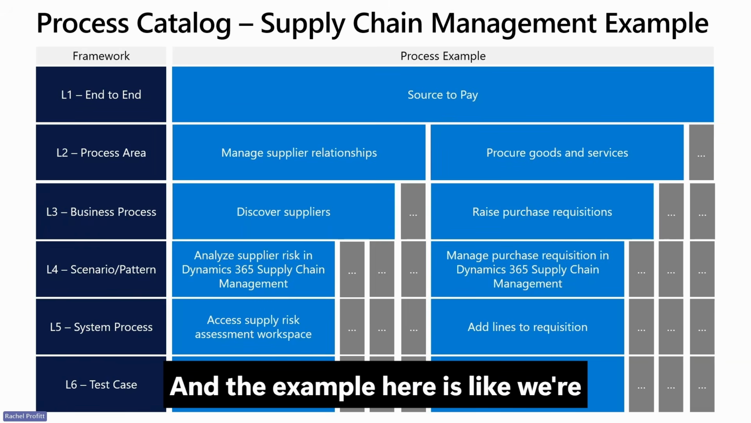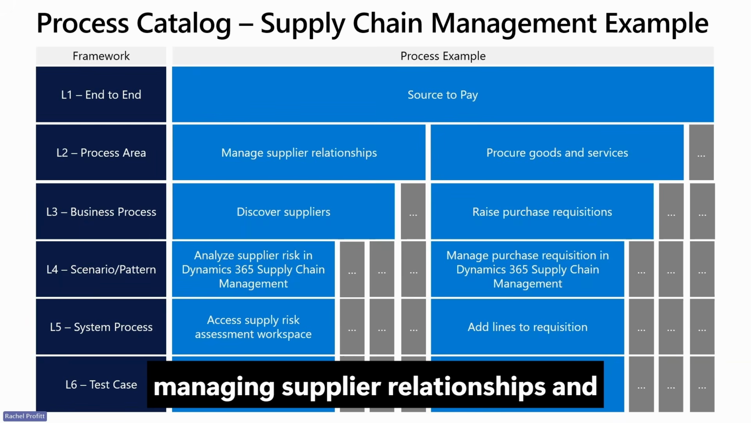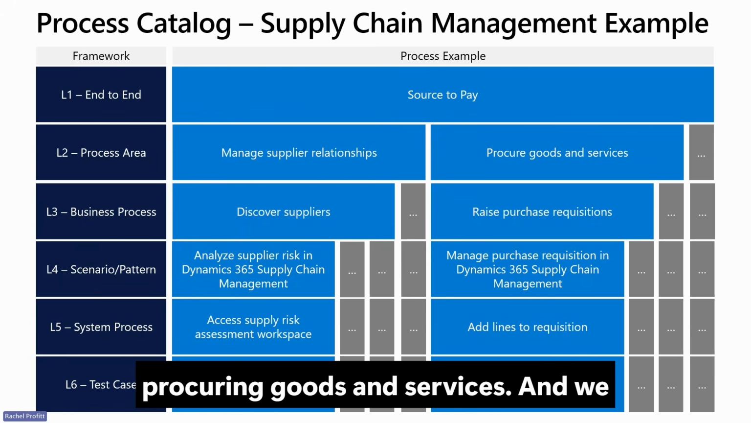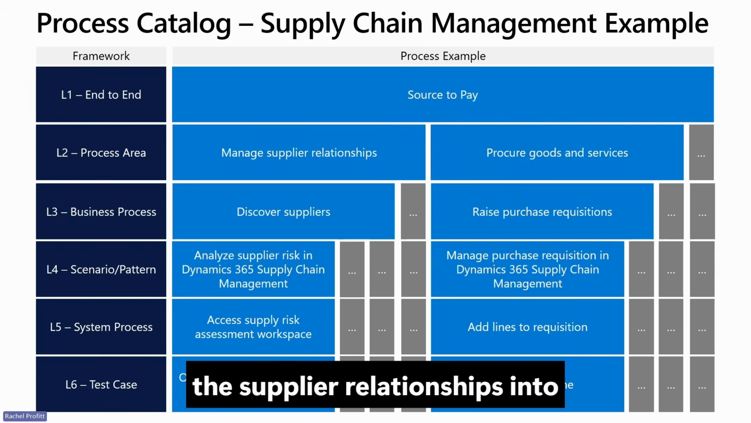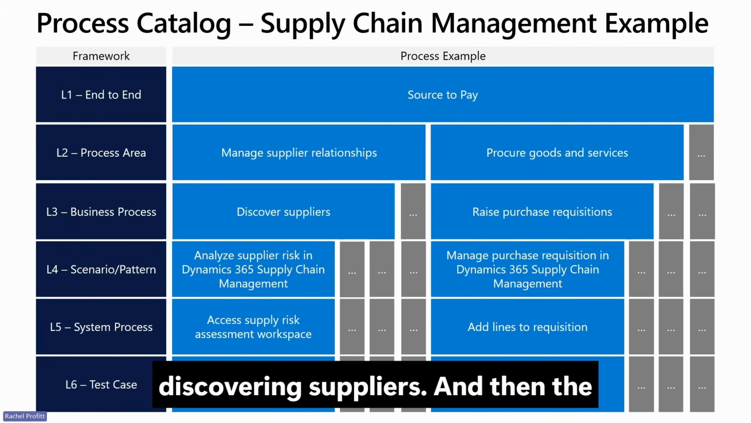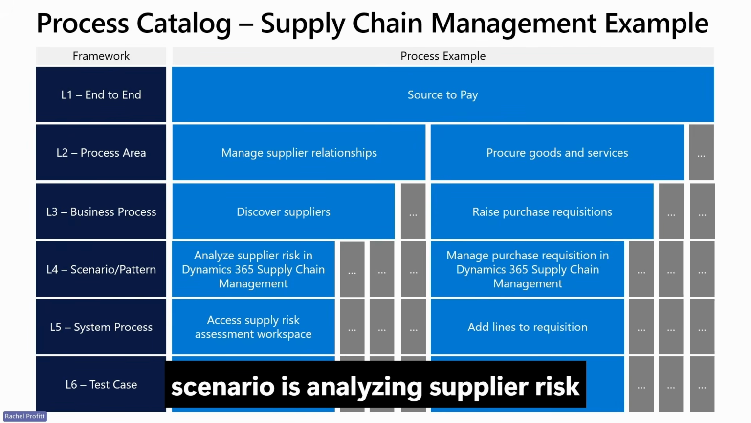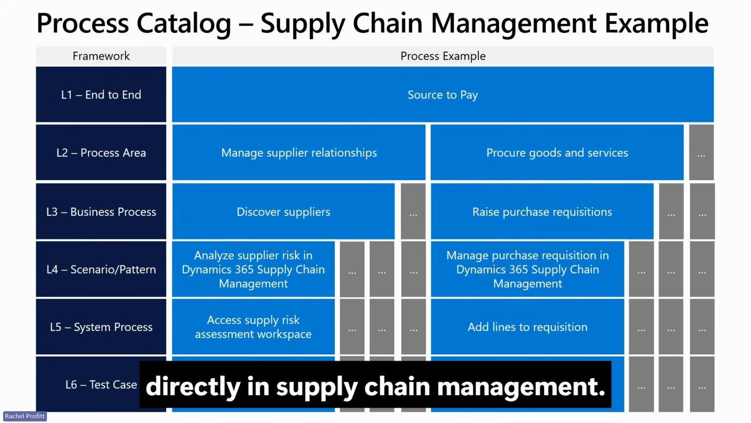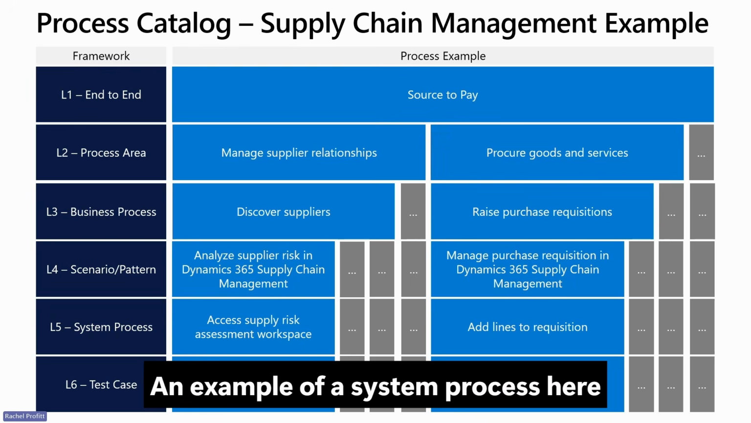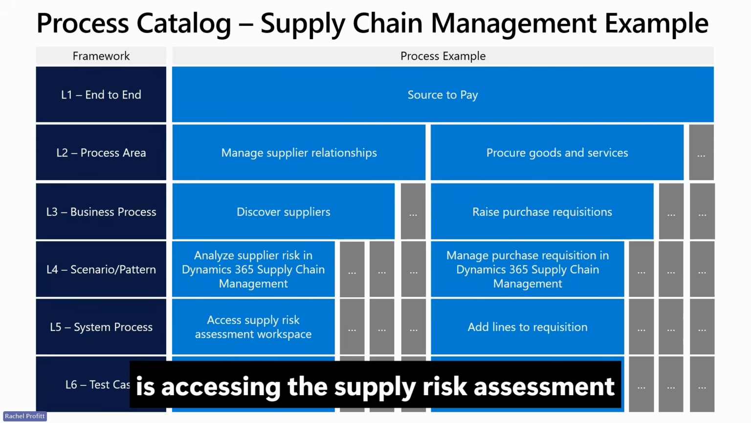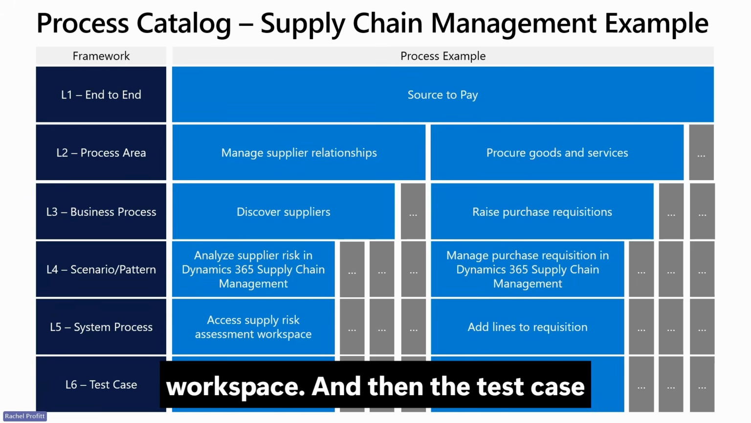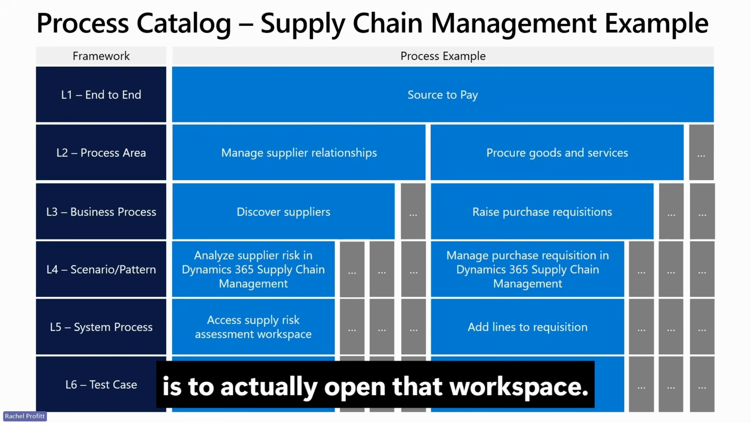And the example here is like we're managing supplier relationships and procuring goods and services. And we break that further down on the left side, the supplier relationships into discovering suppliers. And then the scenario is analyzing supplier risk directly in supply chain management. An example of a system process here is accessing the supply risk assessment workspace. And then the test case is to actually open that workspace.